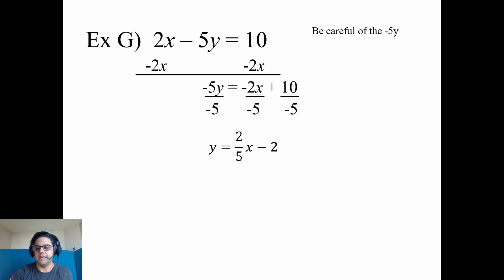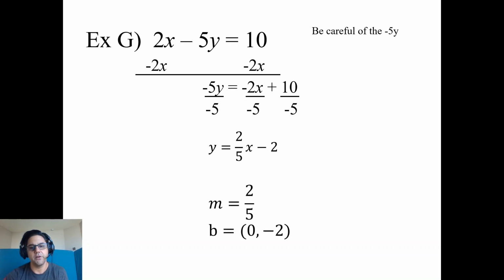All right, I'm going to go ahead and label my slope. m is equal to 2 over 5, and b, or my y-intercept, is (0, -2). So remember, I start with my y-intercept, which is the b. That's on the y-axis. Then I do my slope. My slope is a proper fraction, 2/5, so that means it's not going to be steep.